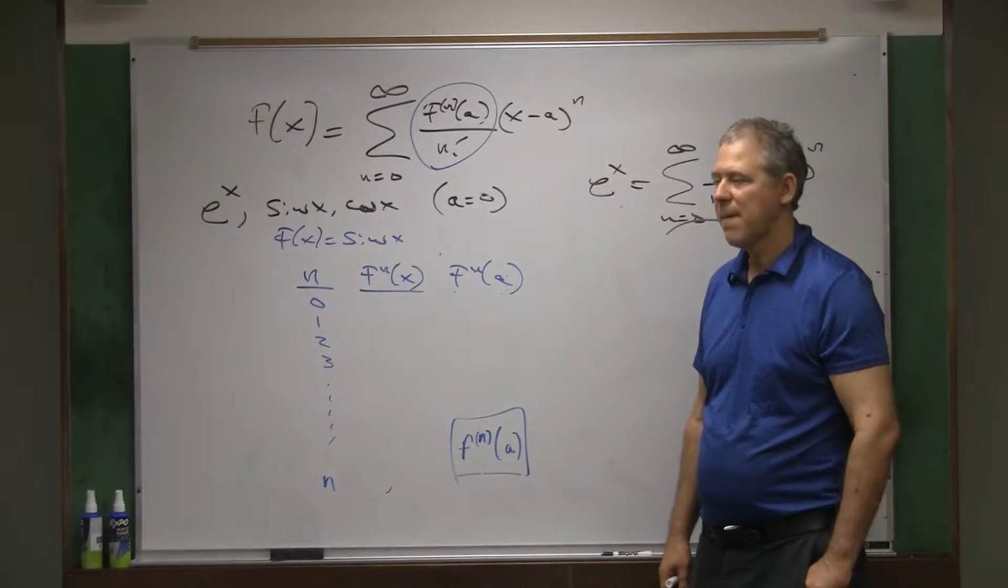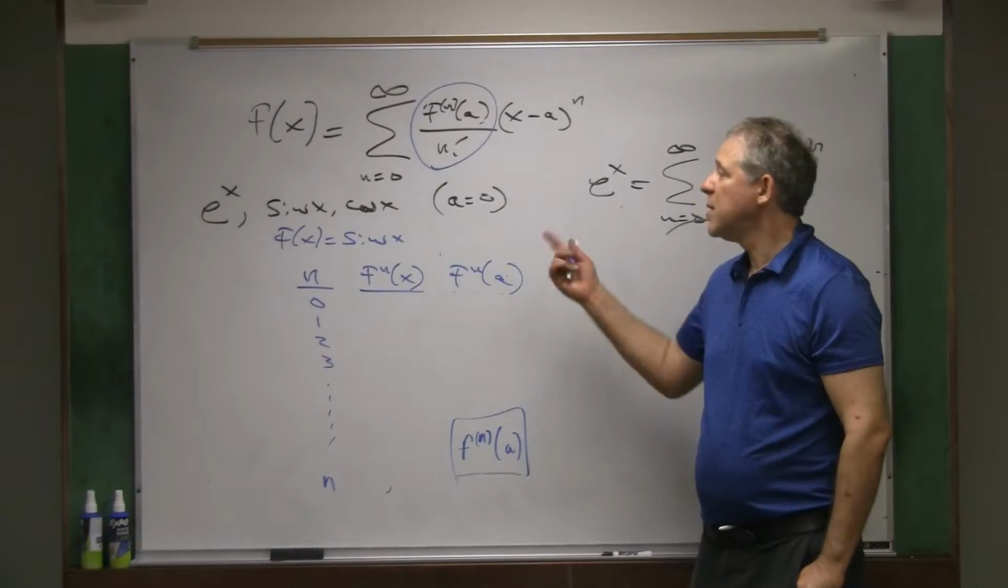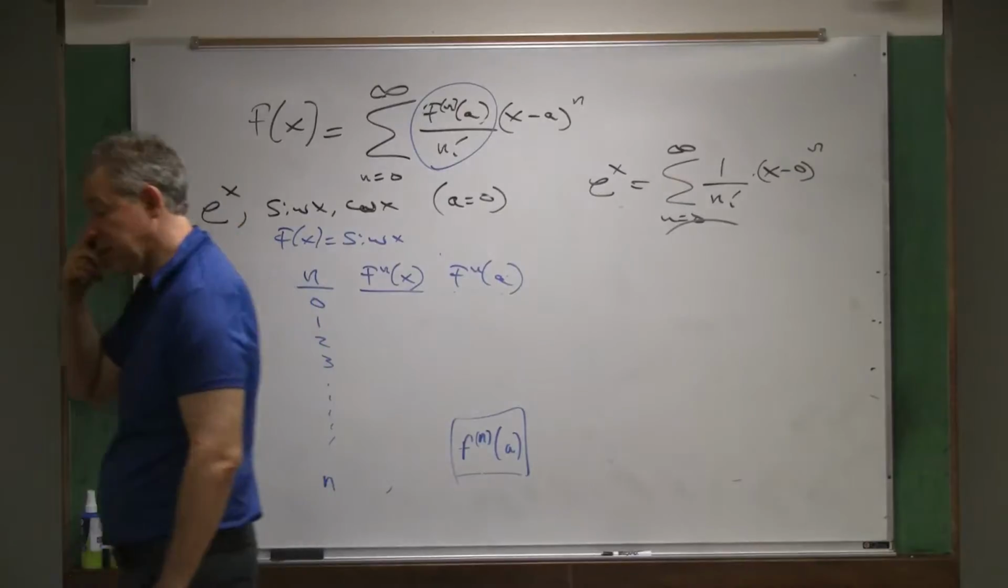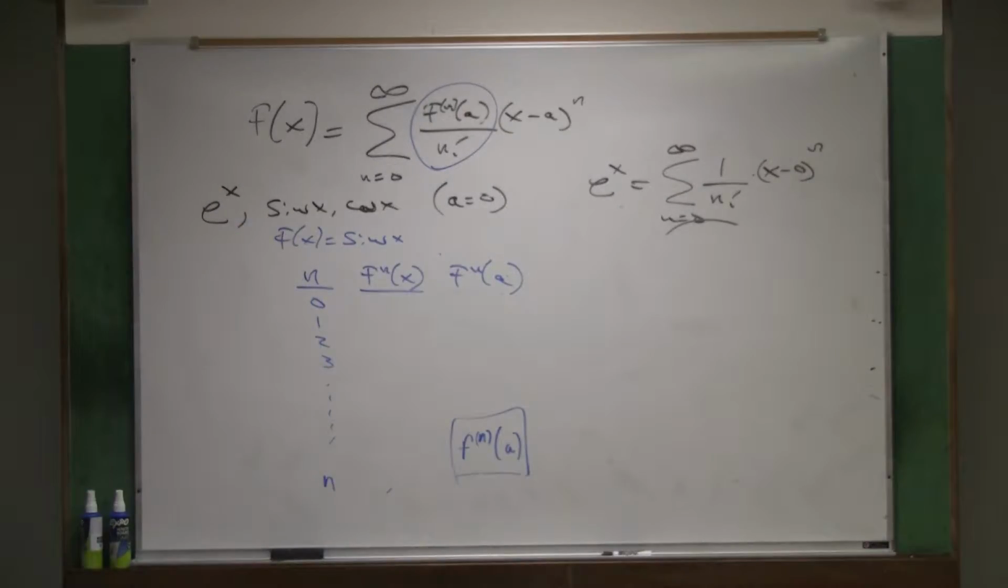Is A always 0? It's not always going to be. We'll do examples where it isn't. Just for these, because I'm doing Maclaurin now.